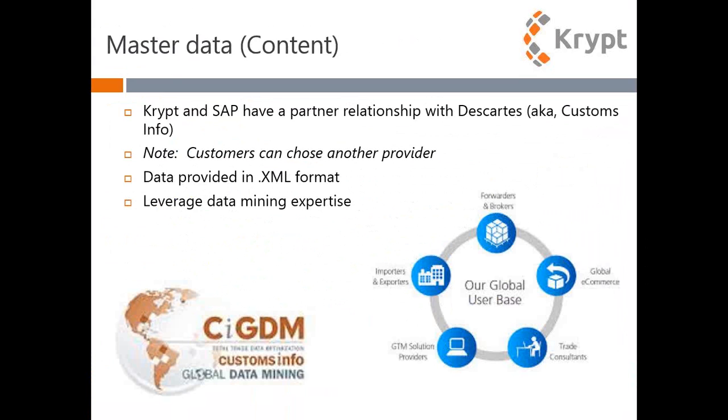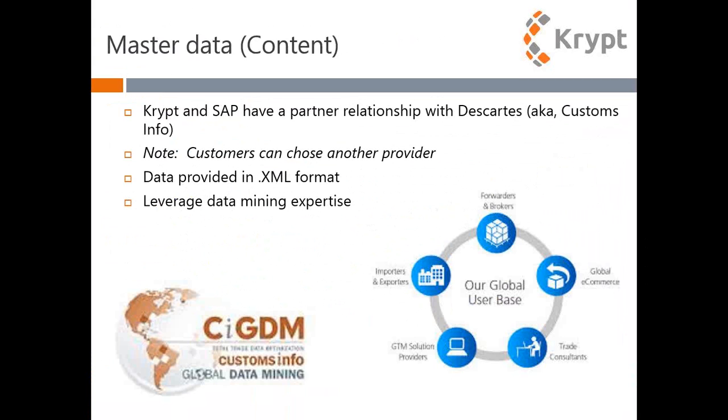Okay, content is very important. The content provider is very important. While there's more than one content provider to choose from, we typically work closest with the Carte, aka Customs Info. And the content here relates to core competency. So SAP's job is to develop industry-leading software solutions. Crypt's job is to provide business and systems integration services and expertise in deploying the SAP applications.